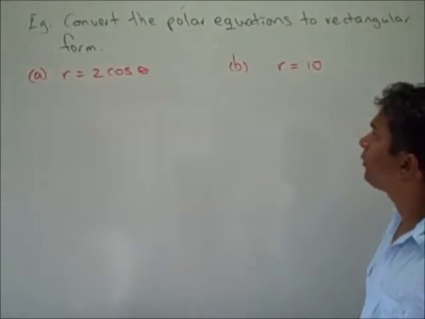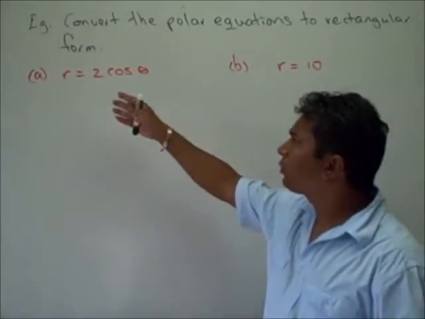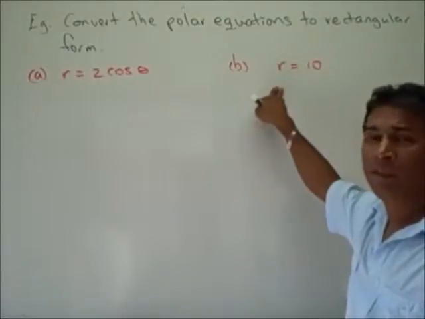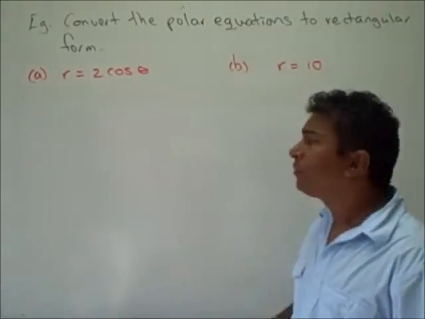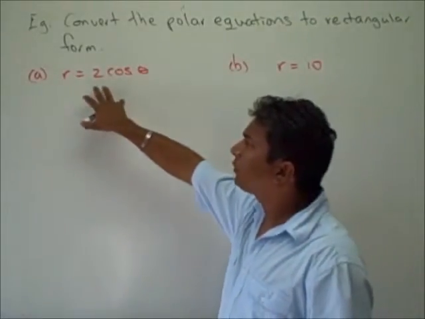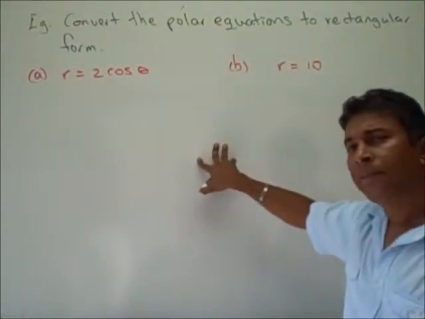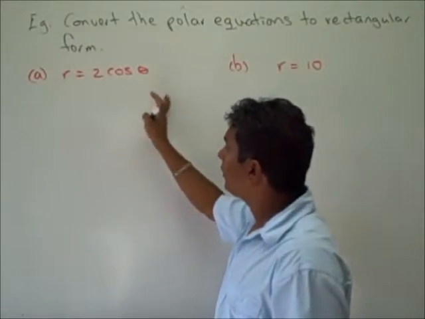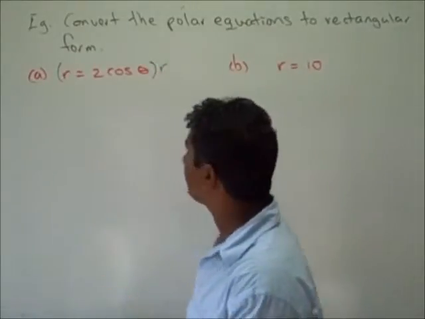Here we have two examples of converting polar equations to rectangular equations. In the first one, we have r is equal to 2 cosine theta. And in the second one, we have r is equal to 10. Now in both equations, we have the equations written in terms of r. When an equation is written in terms of r, the easiest way to rewrite these is to make r squared. Here, to make r squared, we can multiply both sides by r.